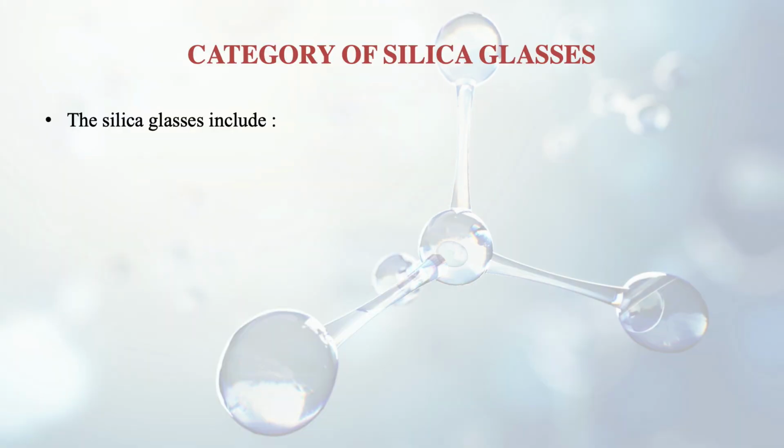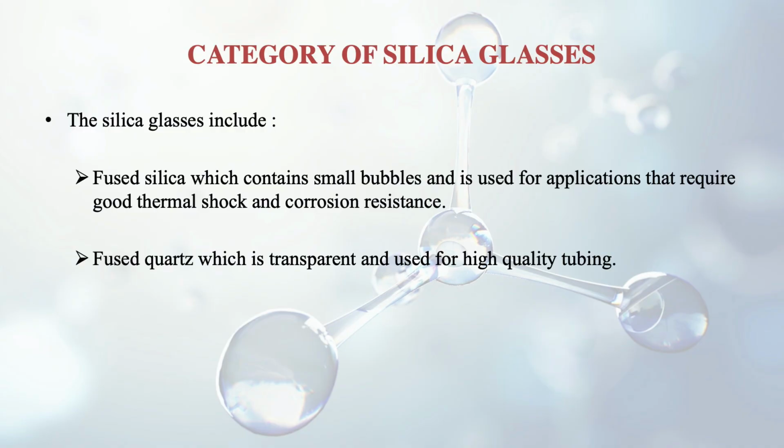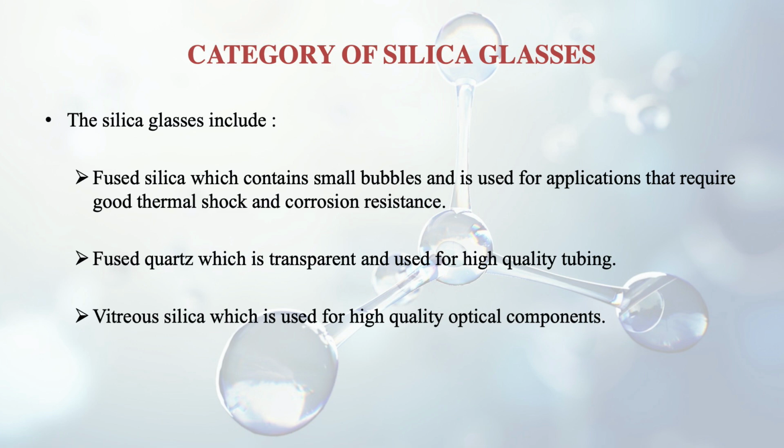After discussing the production of glasses, we will now see the category of silica glasses. The silica glasses include what? Fused silica, which contains small bubbles and is used for applications that require good thermal shock and corrosion resistance. So this silica glass is very good for thermal shock and corrosion resistance. We have read these things earlier: thermal shock and corrosion, etc. Fused quartz, which is transparent and used for high quality tubing, is also included under this category. And then vitreous silica, which is used for high quality optical components, like the glasses, spectacles also. So this falls under this category as well.